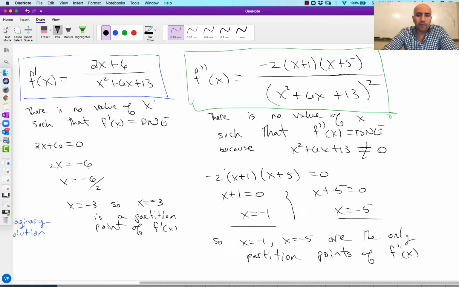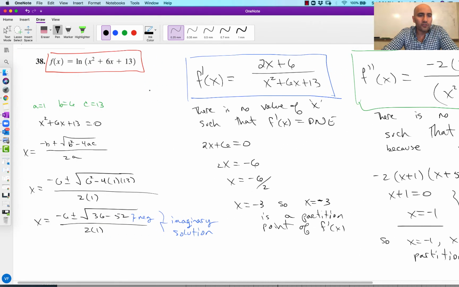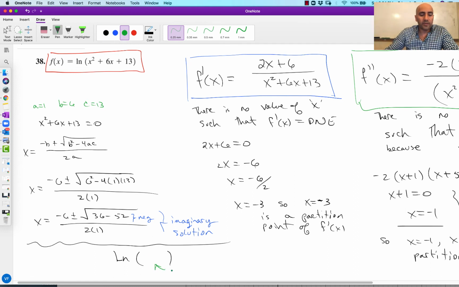Okay, so now let's come back and think about the original function, and now we have to think about the domain of the original function. So we have ln of this little quadratic in here. Remember that whenever we have an ln function, the input must be positive, right? The argument in here must be strictly greater than 0.